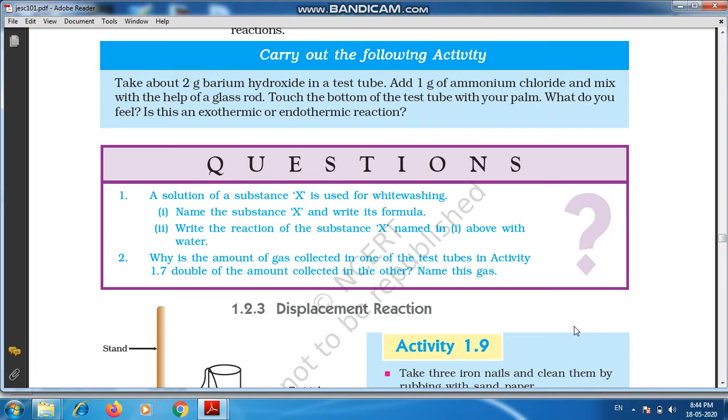We'll start with the in-text questions related to it, on page number 13. The first question is, a solution of substance X is used for whitewashing. Name the substance X and write its formula. And the second sub question is, write the reaction of the substance X with water.